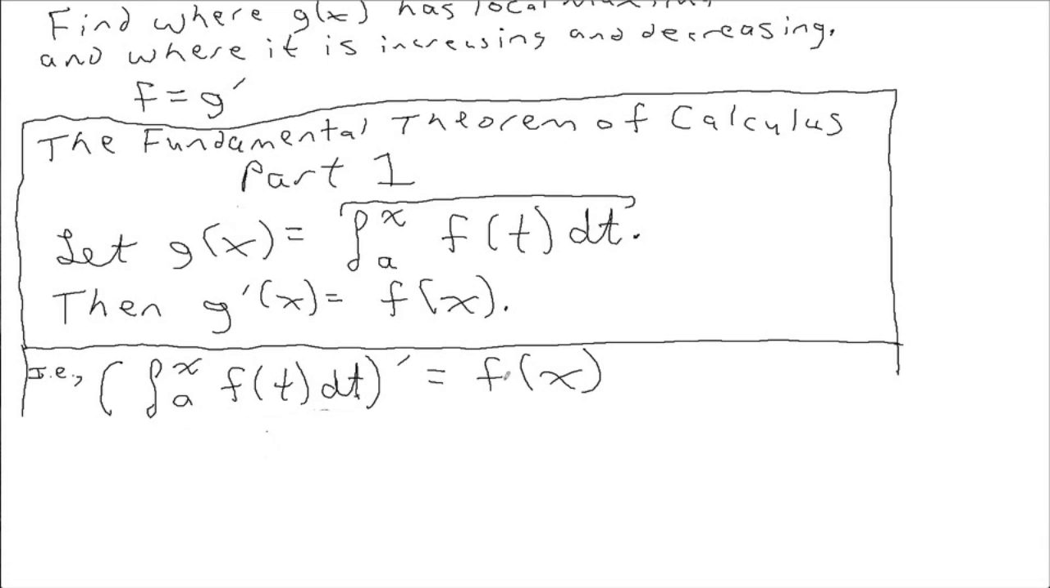So notice something that's interesting here. The derivative of the integral of a function is the function. Okay. The derivative of the integral of f is f. What this is basically telling us then is integration and derivatives undo each other. So, they're inverses of each other. If you take the integral and then you take the derivative, you get back to where you started.